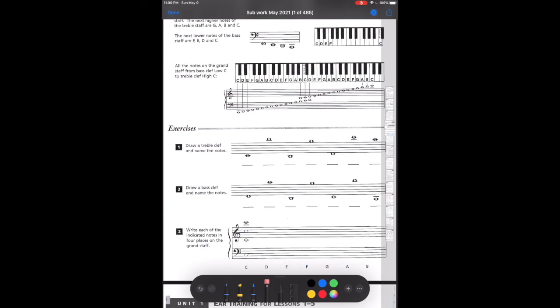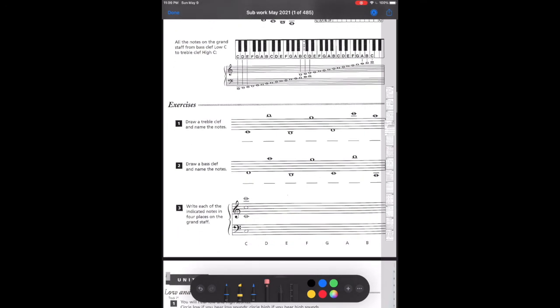And that looks like it's the end of this page. Page 4 is done.